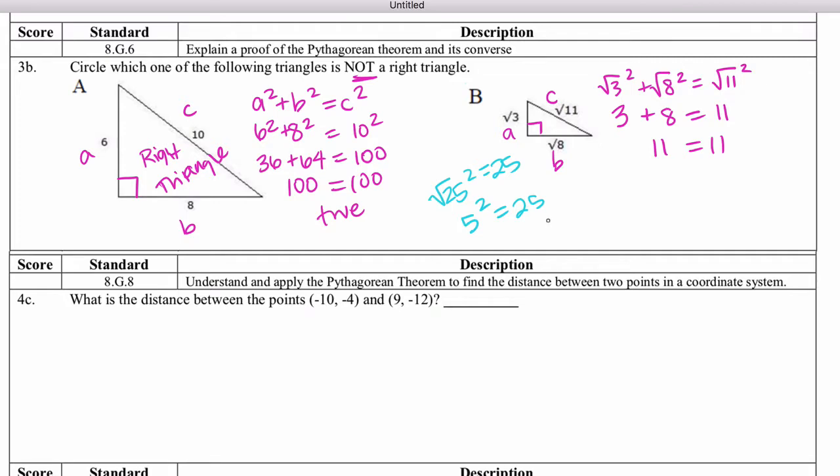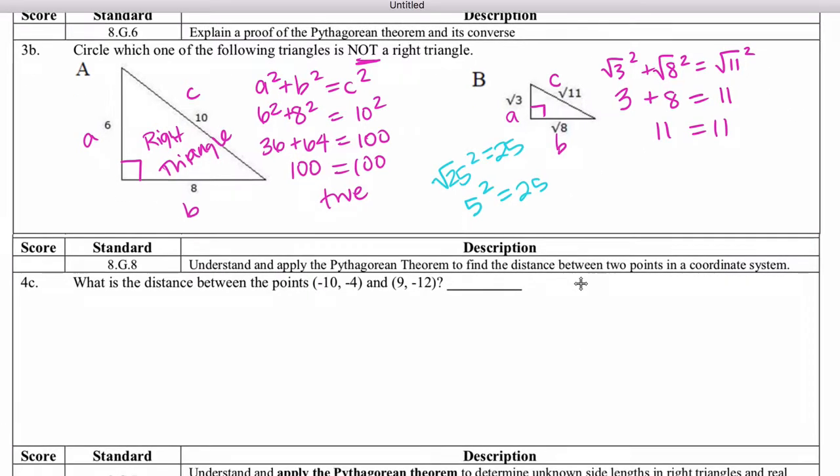So should we circle either one of these? No, they're both right triangles. So we're not going to circle any of them. A little bit tricky on that one.